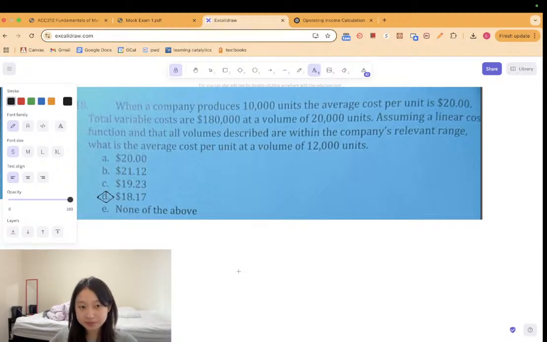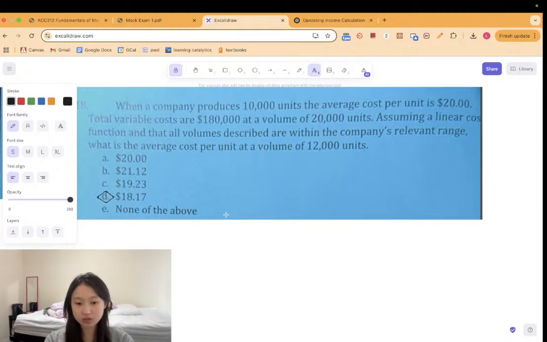Okay, so to explain this question, when a company produces 10,000 units, the average cost per unit is $20. That means your fixed cost plus your variable cost per unit is equal to $20. And then we know we can find our variable cost because we see that 180k divided by 20k is equal to 9. So our variable cost is $9. So plugging that back in, you have 9 times your 10,000 units, which is equal to 90k, plus whatever your fixed cost is.